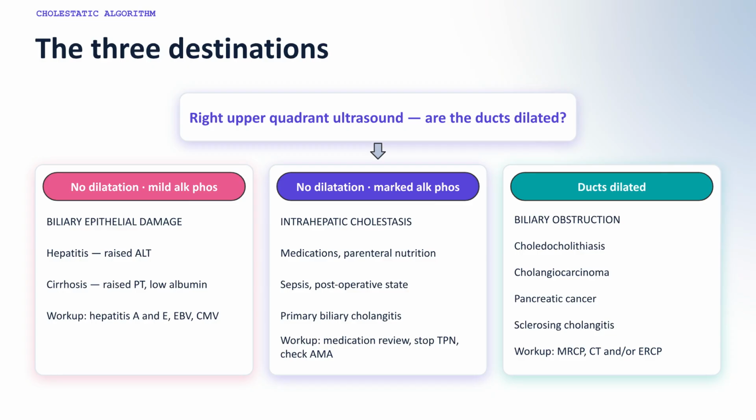If the ducts are not dilated but the alkaline phosphatase is markedly up, think intrahepatic cholestasis. Medications, parenteral nutrition, sepsis, postoperative state, or primary biliary cholangitis. Review the medications, stop the parenteral nutrition, and check an antimitochondrial antibody.